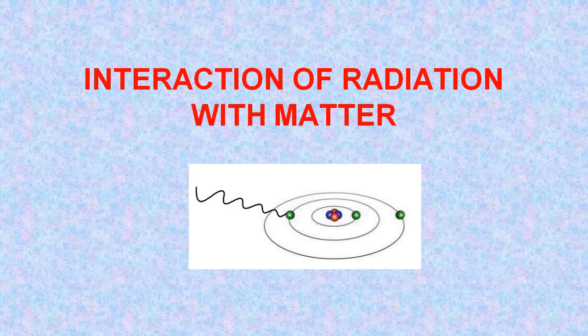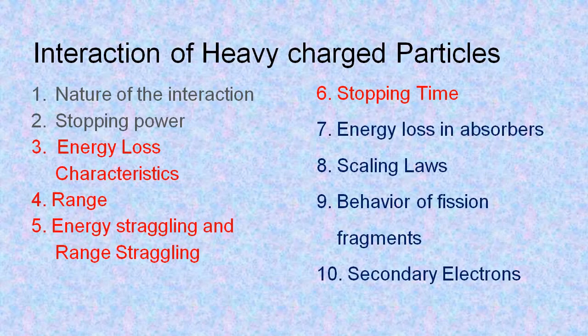In this unit, interaction of radiation with matter, we were dealing with the interaction of heavy charged particles with matter. In that, we have discussed these two properties, nature of the interaction and stopping power. And in the stopping power, we have introduced an equation known as the Bethe formula, and we will be applying that Bethe formula in some of these topics.